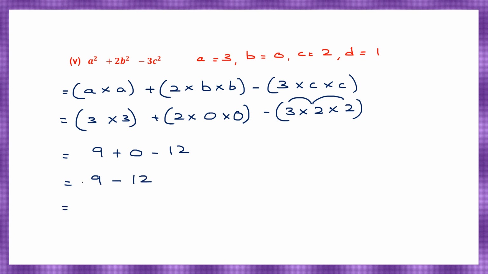So as you can see the signs are different. This has a plus sign, that's a minus sign. When signs are different, we have to put the sign of the bigger number and subtract. 12 minus 9 is 3. So what is our answer here? Minus 3.